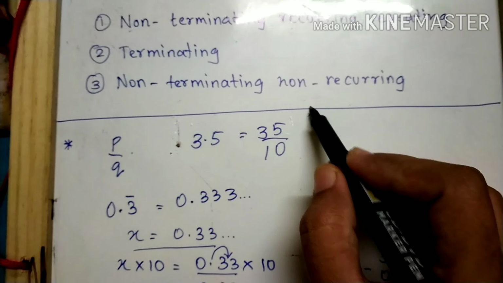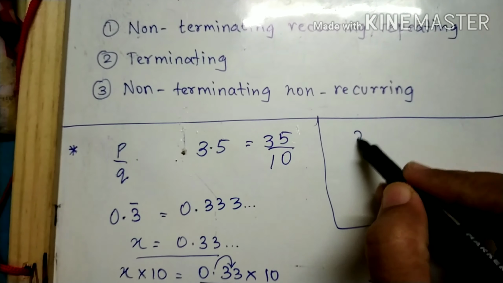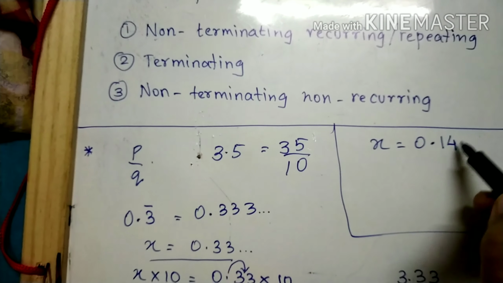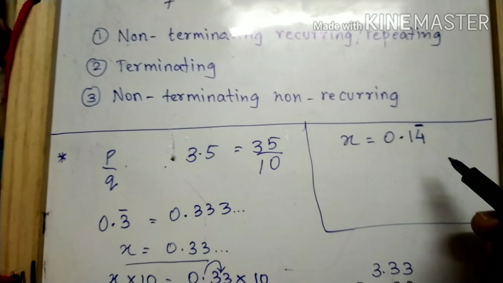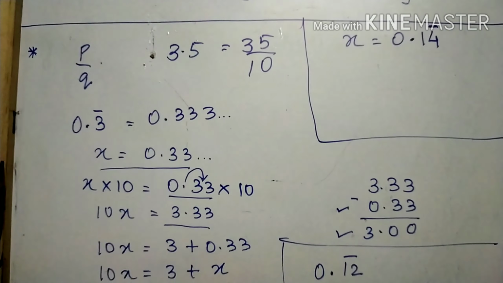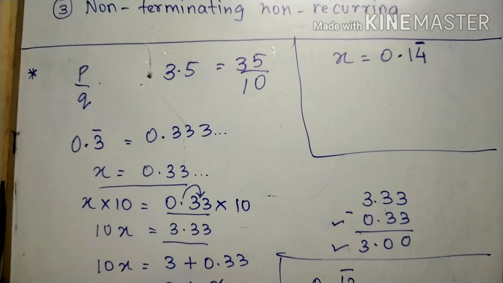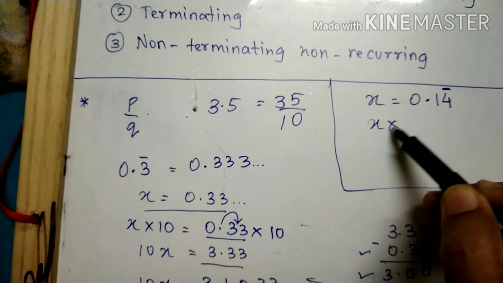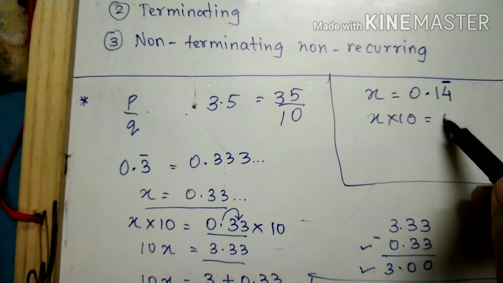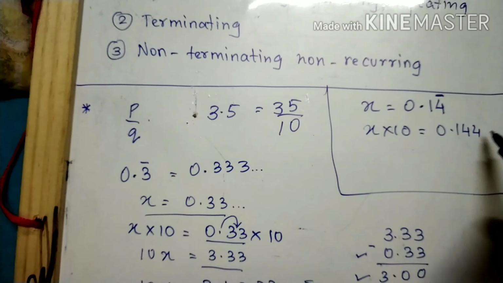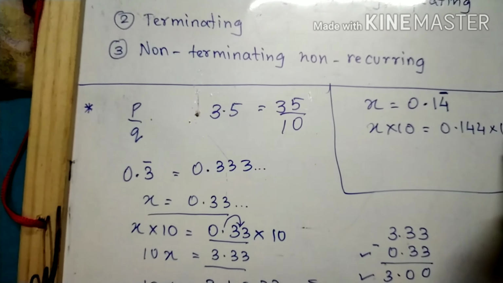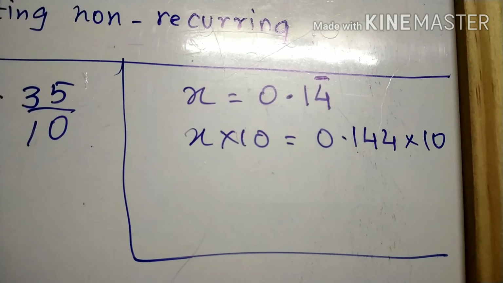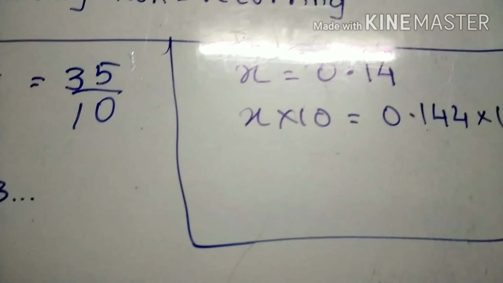Now another possibility is that x is 0.14 bar, so the bar is only on the 4. You have to see how many numbers are repeating, not the decimal digits. How many numbers are repeating? Only 1. So here it will be multiplied by 10, not 100. It is only 1.444. Only see the numbers which are repeating. Here only 4 is repeating.